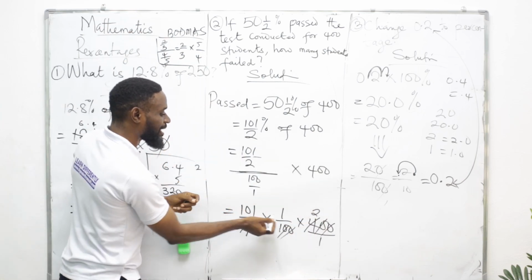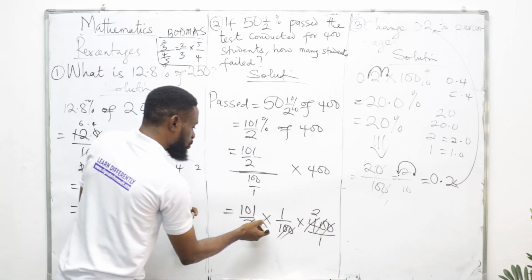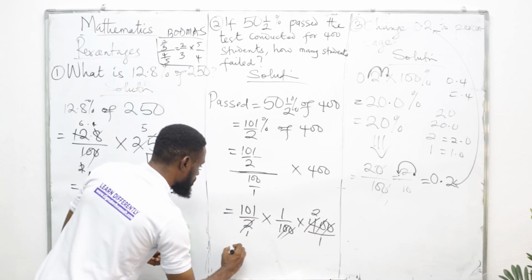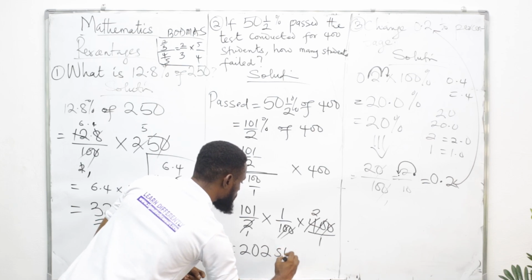Okay? So we have up here now 101 times 1 is 101. 101 times 2. 2 times 1, 2. 2 times 0, 0. 2 times 1, 2. So this is what? 202 students.